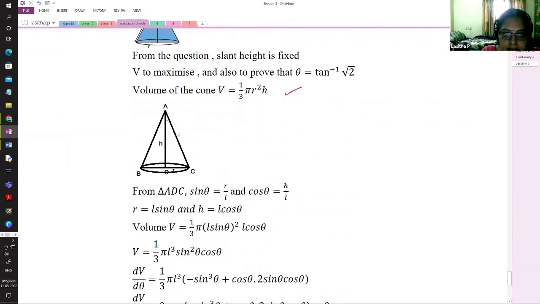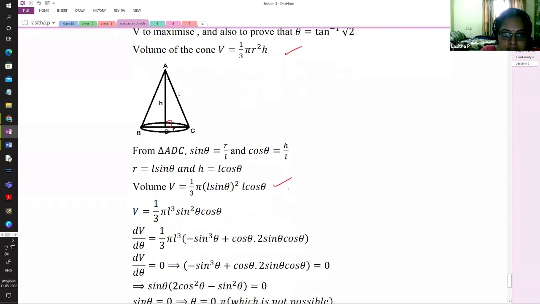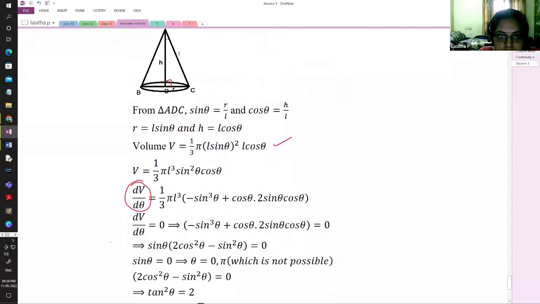Okay, and find out a relationship for the volume in terms of theta. Here I have taken it in terms of theta. So from this right triangle, I have taken sine theta is equal to R by L, cos theta is equal to H by L, and then brought the formula in terms of theta. So here theta is the differentiating variable. With respect to theta, they have to differentiate.